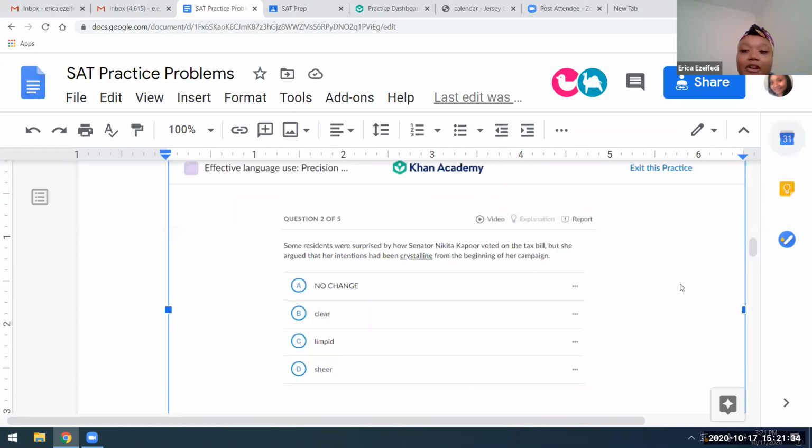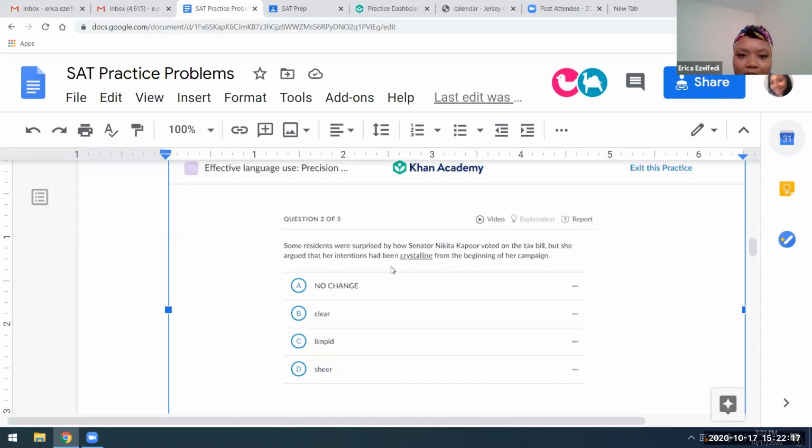We're going to find a word that shows that they should not have been surprised, because that word but tells us they should not have been surprised. So just rereading, but she argued that her intentions had been crystalline. What does that even mean? Clear from the beginning of her campaign. If you don't know what crystalline means, sometimes words tell you what they mean, even if you haven't seen that exact word. You can see the word crystal in there. So you can imagine it has something to do with crystals, if you're not familiar with that word.